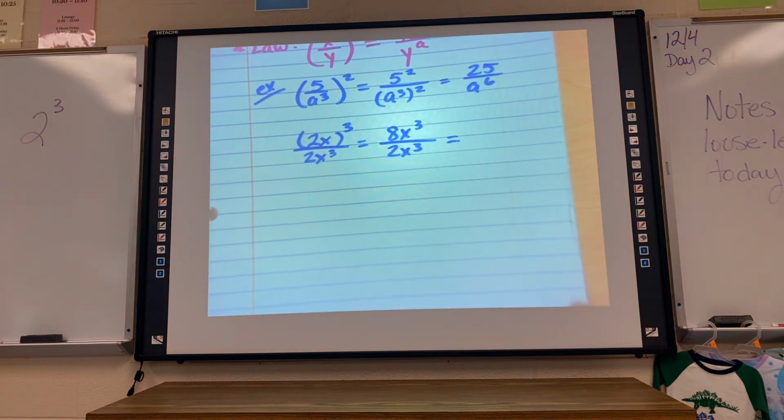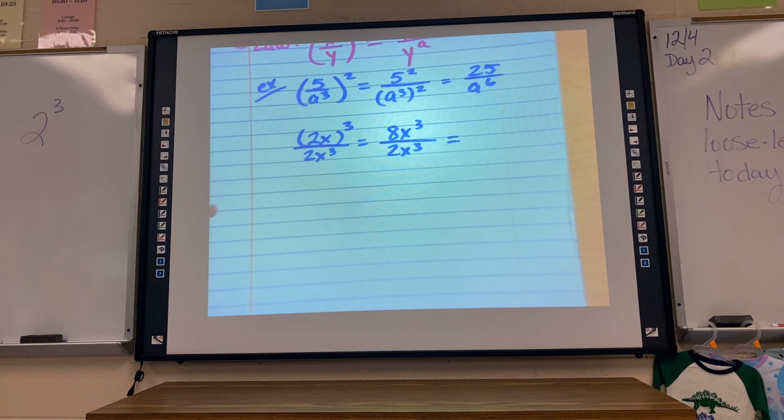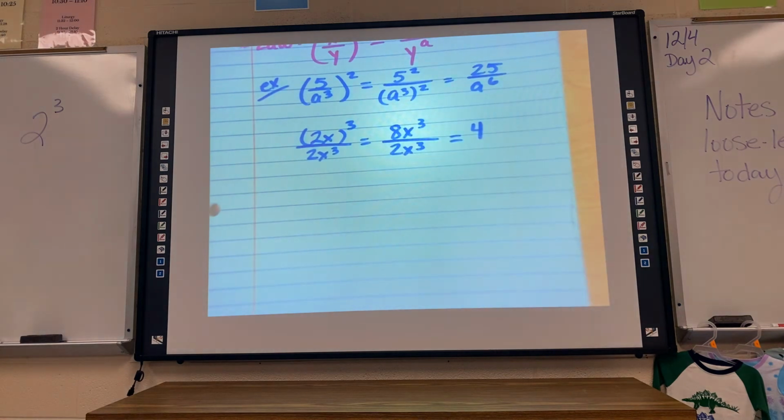8x cubed divided by 2x cubed. What does that simplify to? Aaliyah? What do you got? I'm with you on the 4. What's x cubed divided by x cubed? Yeah, x cubed divided by x cubed is x to the 0, or 1. Anything raised to the 0 power is 1. That just equals 1. Good. I tried to trick you, but I couldn't. All right, one more of these.